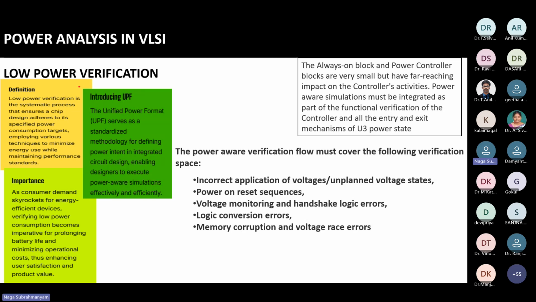So in order to verify all these things, there is a thing called low power verification. We can call it power aware verification also. Let's talk about this UPF for some time so that you will get a little knowledge of it, so that we can understand how power is analyzed at the low power level.